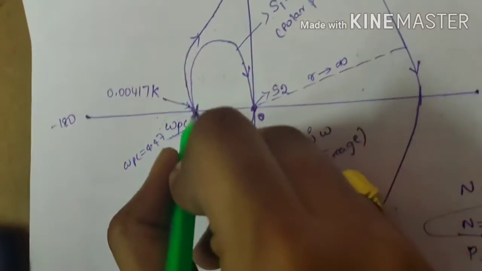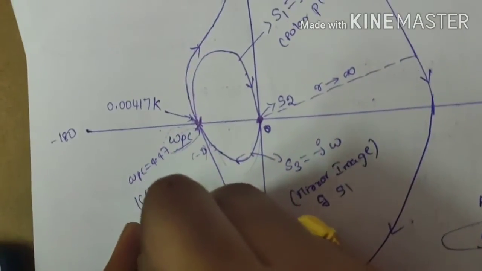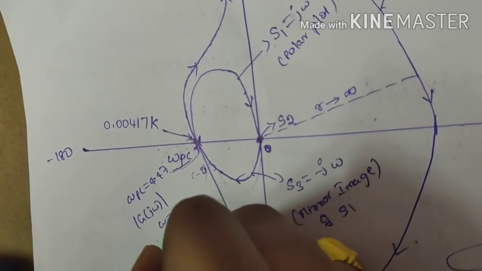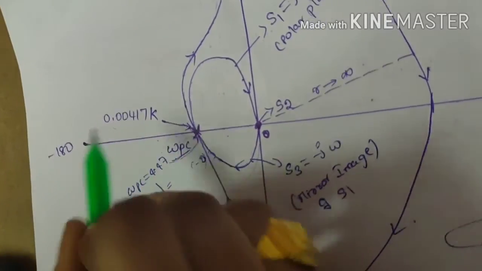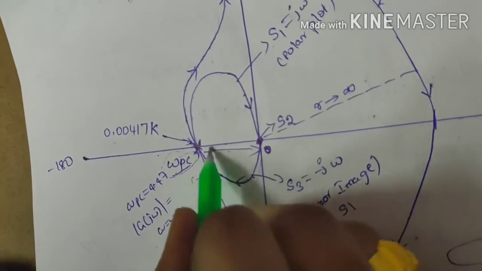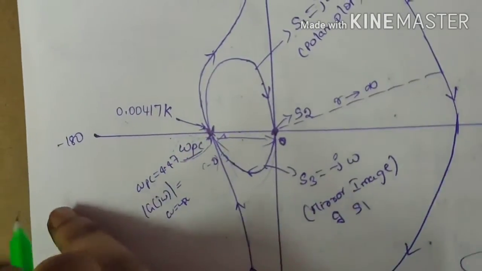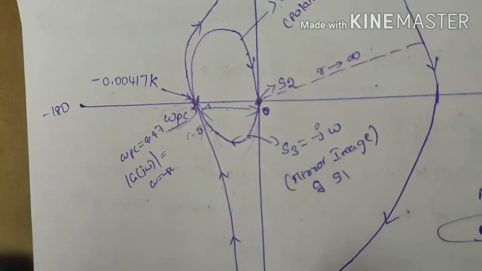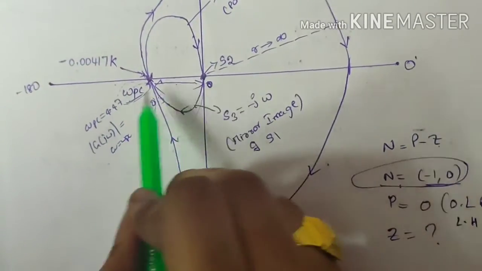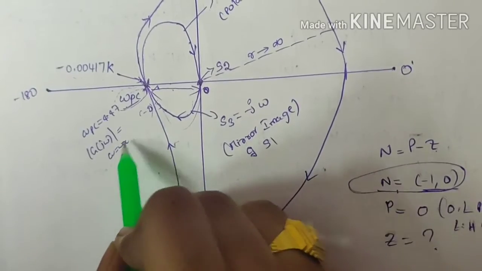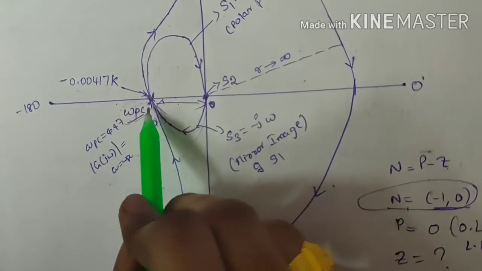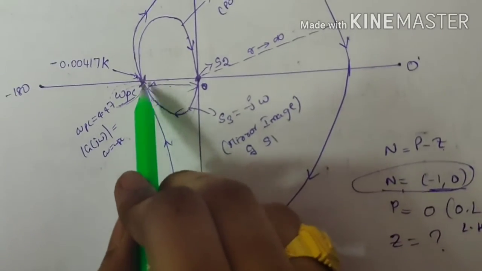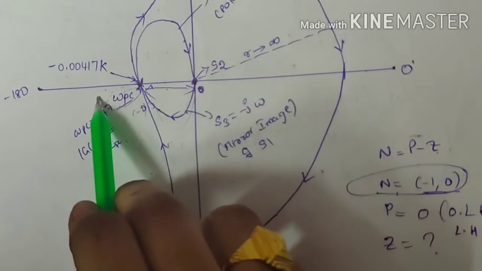4.47. Similarly, what is the magnitude? That is G of j omega. What is the magnitude at omega PC? We are getting 0.00416. So this is the magnitude, the distance from the origin. Since it is on the left side, it will have a negative sign. So this is the magnitude at omega PC, that is minus 0.00417 k. But still we don't know whether the point minus 1 comma 0 lies inside the circle or outside the circle.